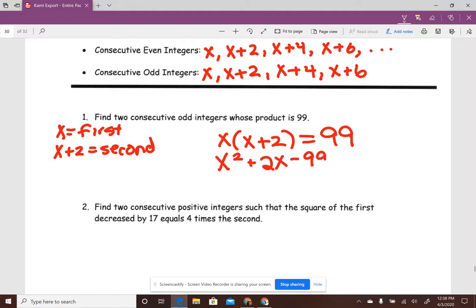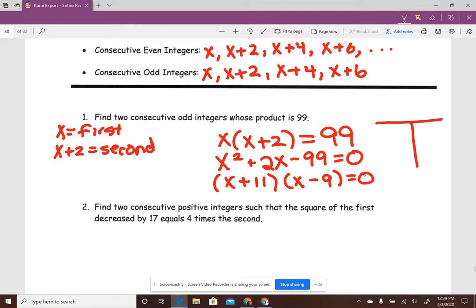And I'm going to move the 99 because it's a quadratic. Quadratics, if you're going to choose to factor, you want to set them equal to 0. If you're going to choose to use the quadratic formula, you're going to set them equal to 0. You don't have to set them equal to 0 to use completing the square, but you could. I usually move my 99 and leave a blank. All right, so this factors into x plus 11 and x minus 9. So I get the answer of x equaling negative 11, and I get the answer of x equaling 9.